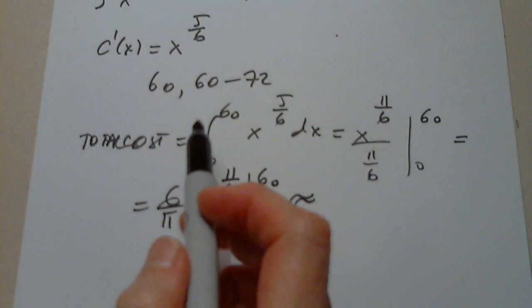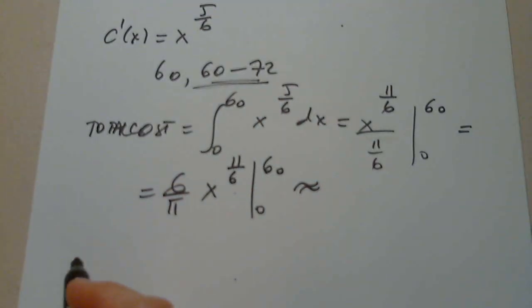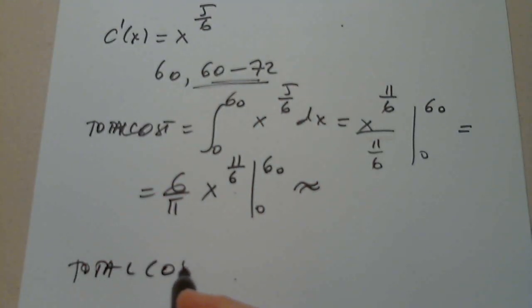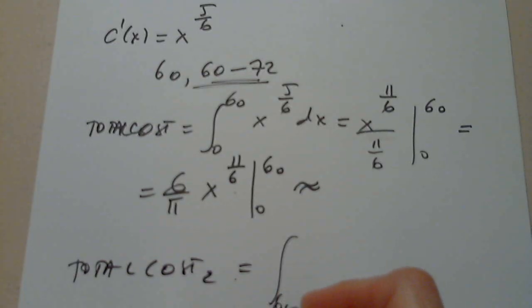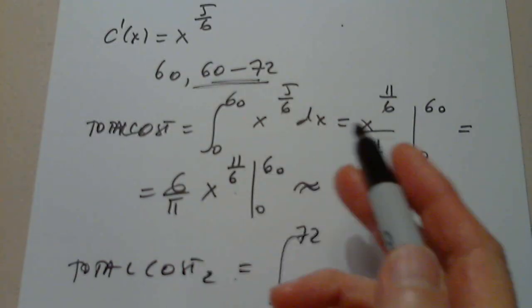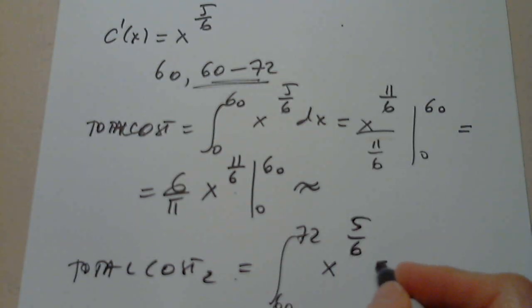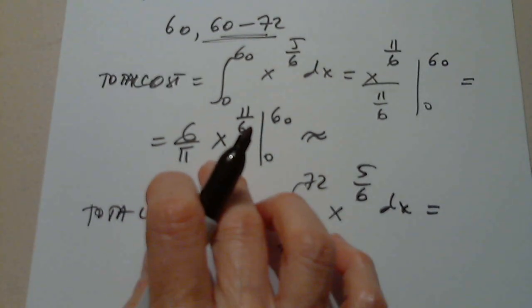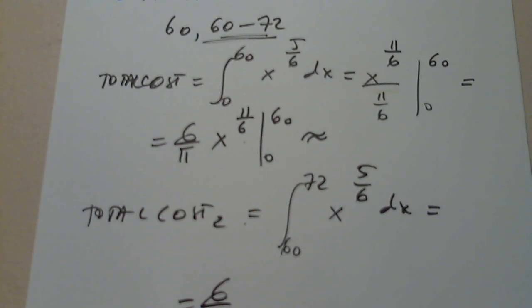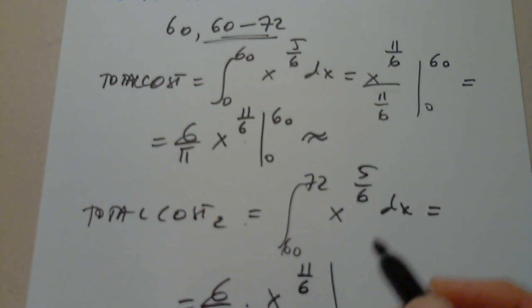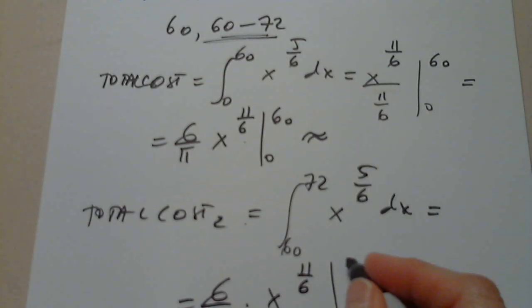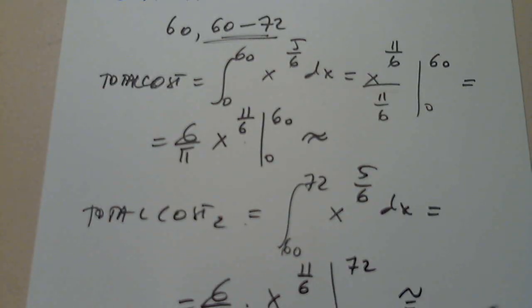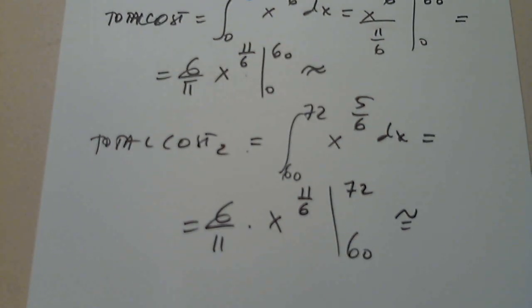Okay, the other total cost is between 60 and 72. So total cost number 2. This is between 60 and 72 of the same thing, x to 5/6 dx. And you can jump here already. It's 6 over 11 times x to 11 over 6, but this time from 60 to 72. And you approximate it with the graphing calculator. Again, do I need to go determine these numbers? Okay.